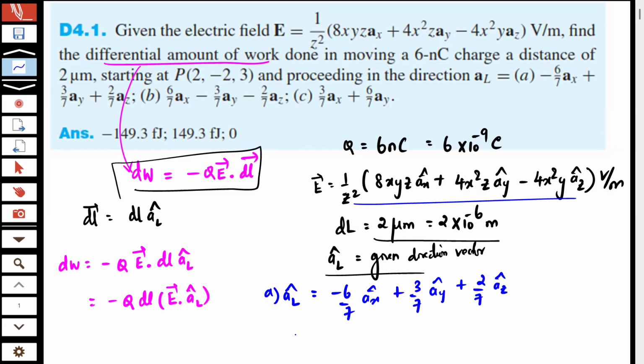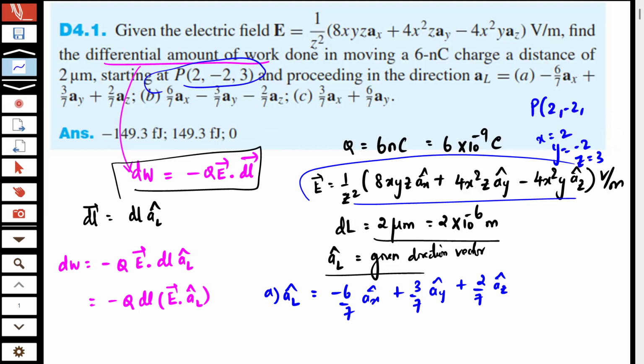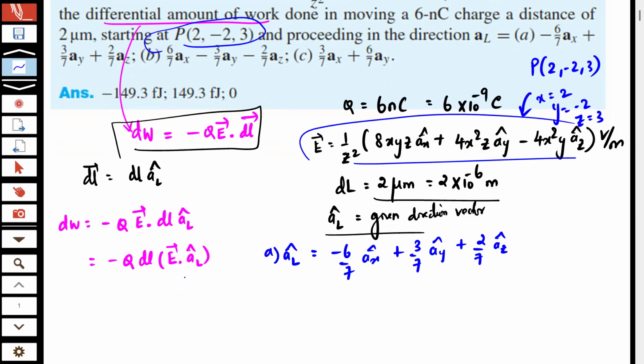So we are asked to find this dW at the corresponding point P. For x, y, z, you have to take the values as given in the point. In this electric field intensity vector, we have to take the x value as 2, the y value as minus 2, and the z value as 3. This corresponds to the given point (2, -2, 3). So you have to substitute it and take the dot product to get the differential amount of work done. So let us do that.